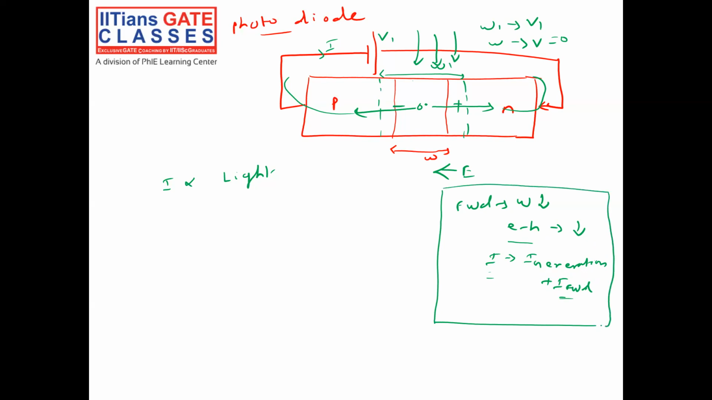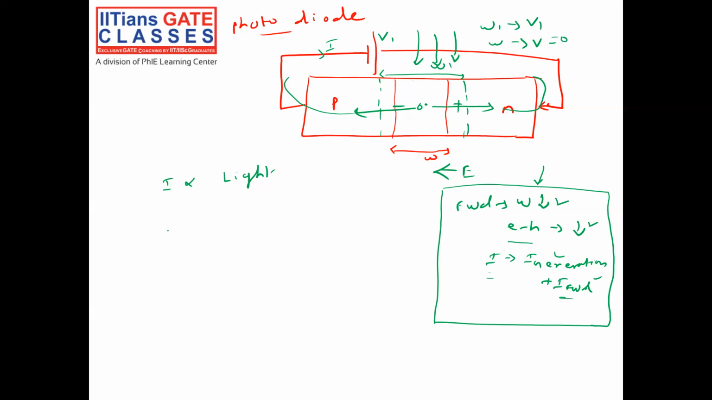So it should be operated in reverse bias. What is the advantage of reverse bias? The main advantage is that the depletion width is larger, so the electron hole generation will be more, and the current will be directly proportional to the electron hole pair generation. But in forward bias, the depletion width is smaller, the electron hole generation will be smaller, and the current will be a mix of generation and forward current. So it is difficult to detect the light. That's why the photodiode should be operated in reverse bias.